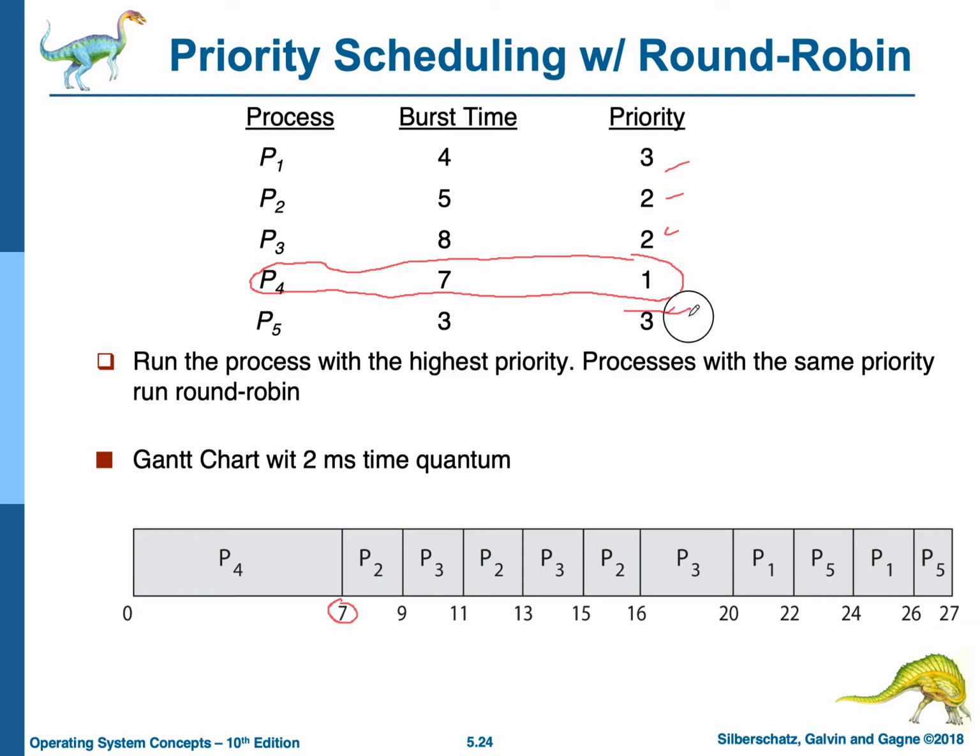Now if these two have the same priority and they are remaining, then they will be served alternately, right? So then P2 comes, and then P3 comes, P2, P3, P2, P3, P1, P5, P1, P5, okay? Because these two have the same priority and these two have the same priority.